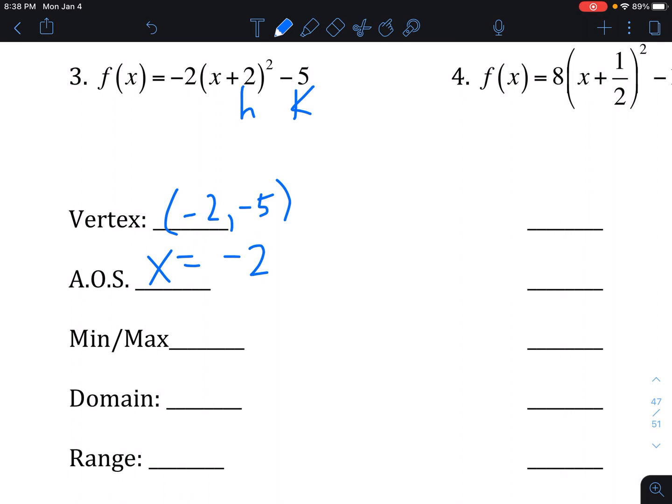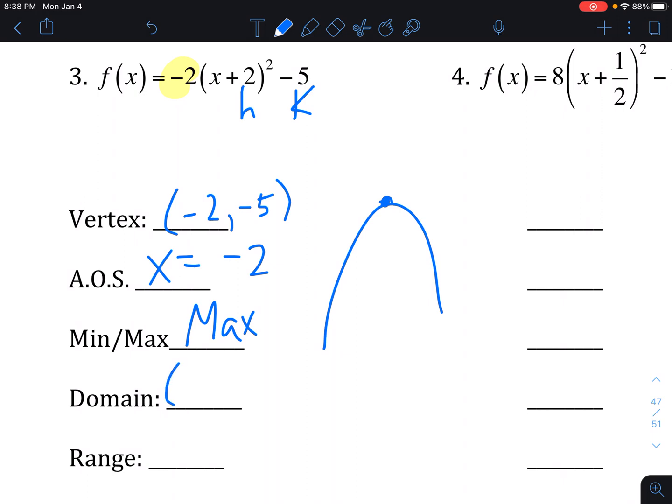Minimum or maximum, that has to do with if it opens up or down. Now, if you look at the a right here, that's a negative, so that means this parabola would open down, meaning the vertex would be at the top, so we would call this maximum. The vertex is the maximum point. Maximum has to do with up or down with the y-axis. Domain has to do with left or right.